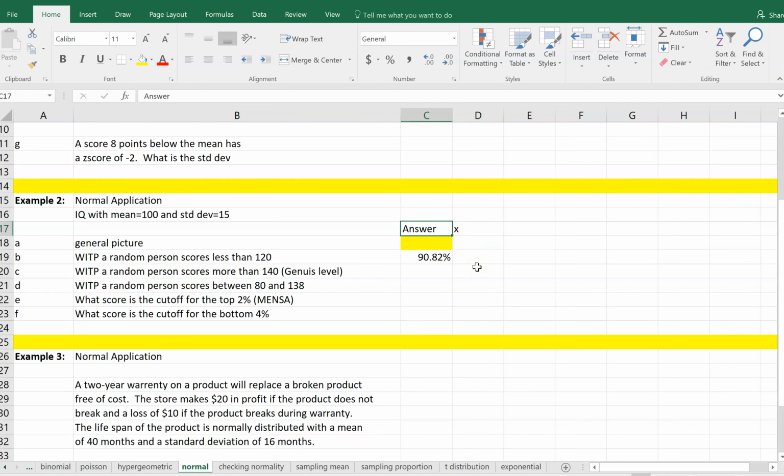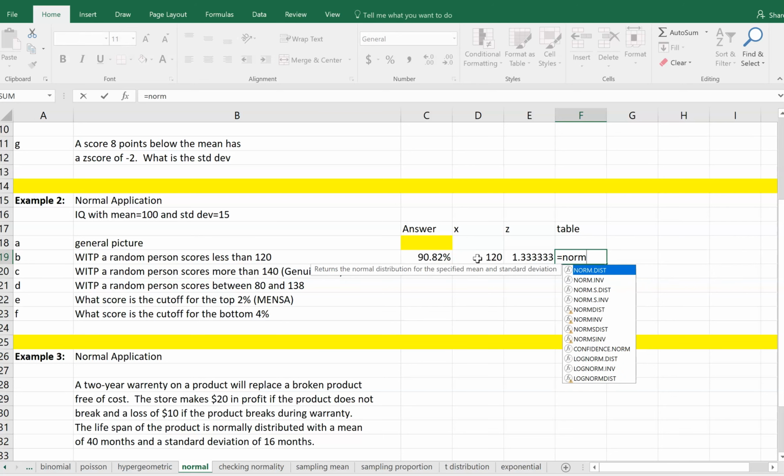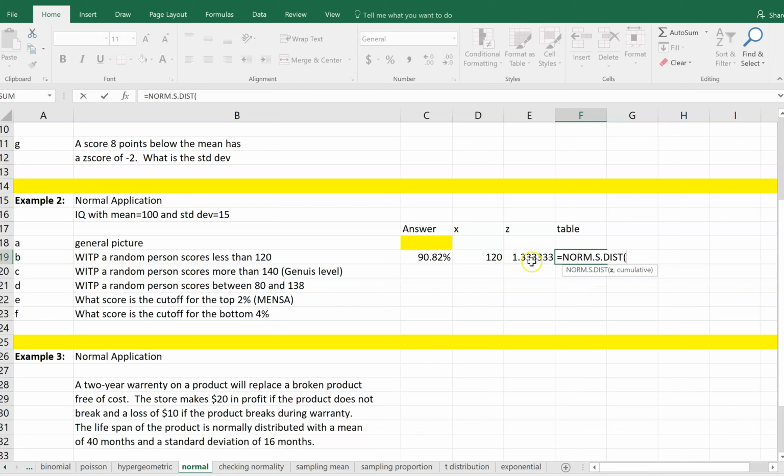So in fact, I'm going to start with, do I have an x value? Of course I have an x value. The x value is 120. Can I turn that x value into a z value? The answer is, of course I can. All I've got to do is take the x minus the mean and divide it by the standard deviation. And that will transform it to the appropriate z value. And then I can go to the table, i.e. NORM.S.DIST, and look up that z value.